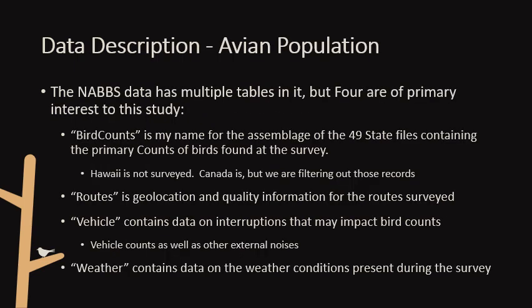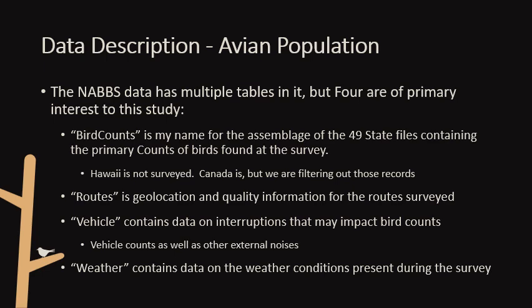Let's dig into a little detail here on the avian population. That North American bird survey is stored in a complex format. There are multiple tables that get joined together. There are 4 that are of primary interest for this study. The first one is a state-by-state count of birds. It's an assemblage of the 49 state files. They don't survey Hawaii. They do survey Canada, but we're filtering that out.